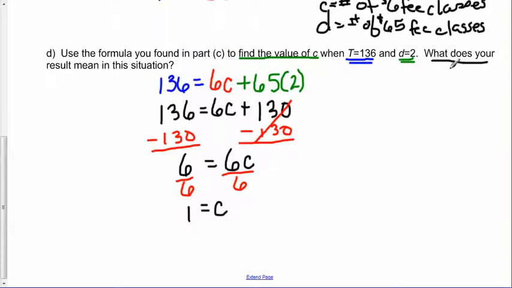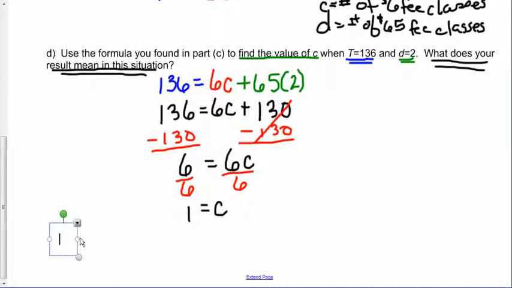Don't leave it there, though. Be sure you answer the question. What does your result mean in this situation? Well, we had lots of information here, so let's see if we can summarize all of this in a sentence or two. So we're just going to type this in down here. So what does this mean?